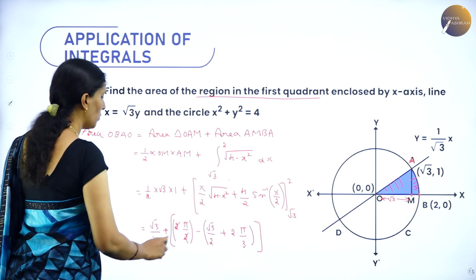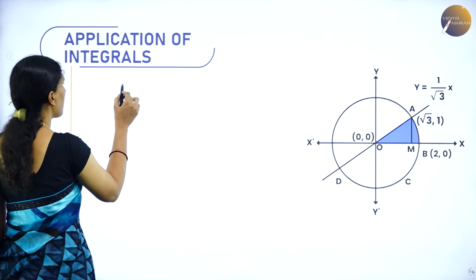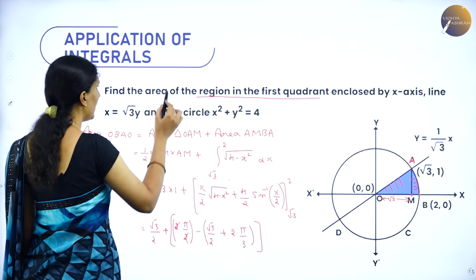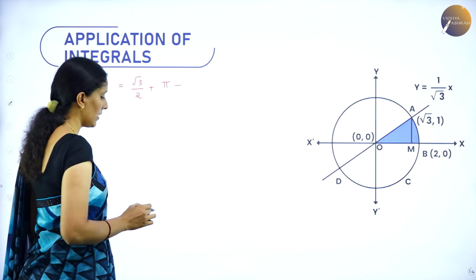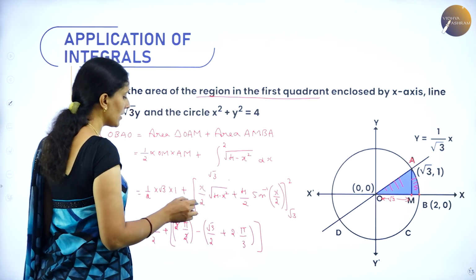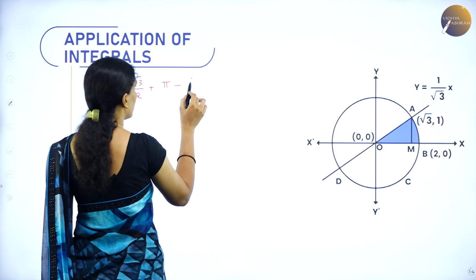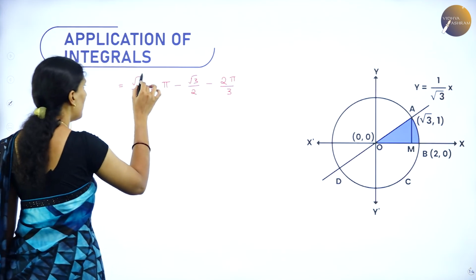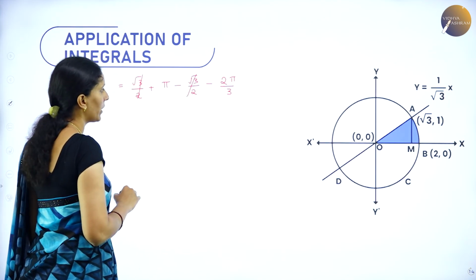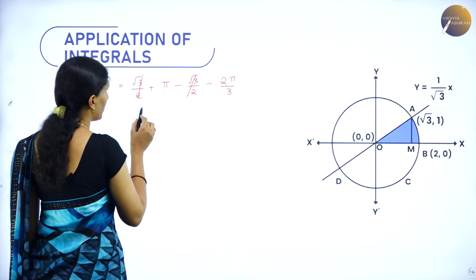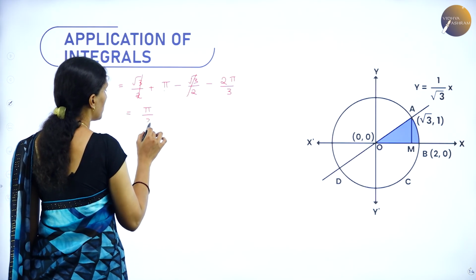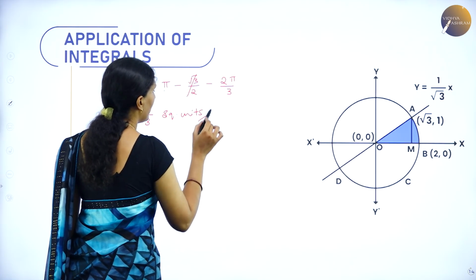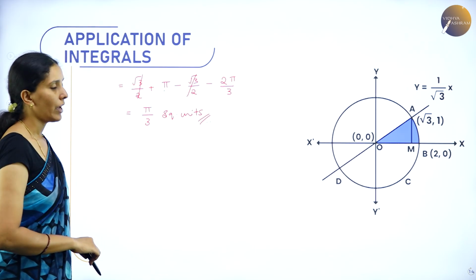Here the 2 gets cancelled. Next we have root 3 by 2 plus, here we have pi, minus, we again put minus root 3 by 2 minus 2 pi by 3. Plus root 3 by 2 minus root 3 by 2 get cancelled. Pi minus 2 pi by 3 becomes pi by 3. So this is the required area of the bounded region, that is pi by 3 square units.